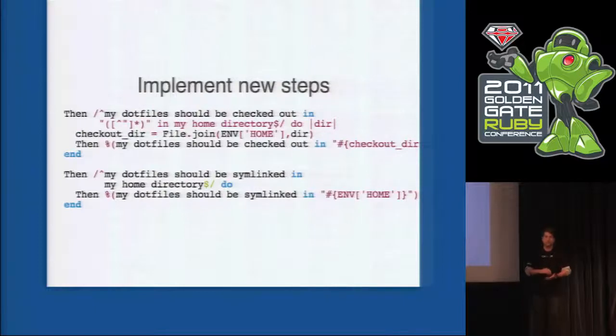So how do these look? All these are just kind of lightweight proxies to the steps that we implemented the last time. And you'll notice instead of using tilde, we're using ENV HOME, which is the environment variable HOME, a standard way of getting the user's home directory. And I think it actually works on Windows too, so that's double good.